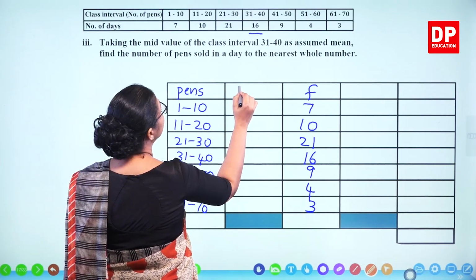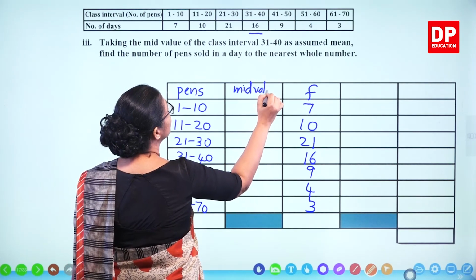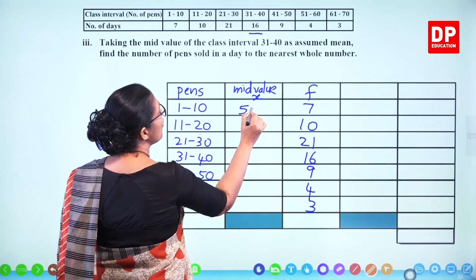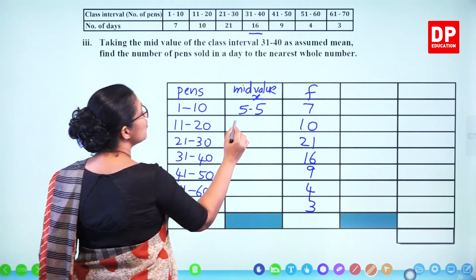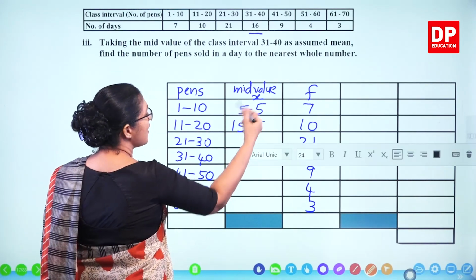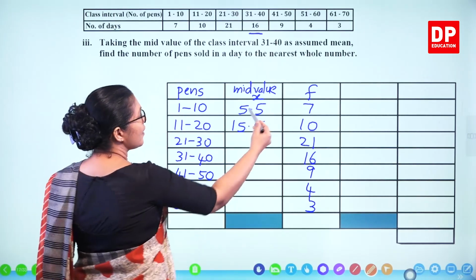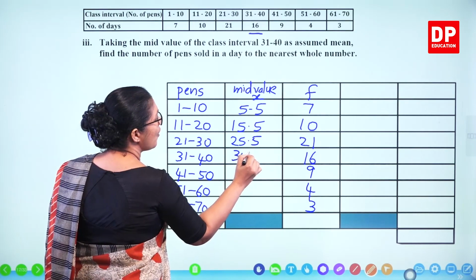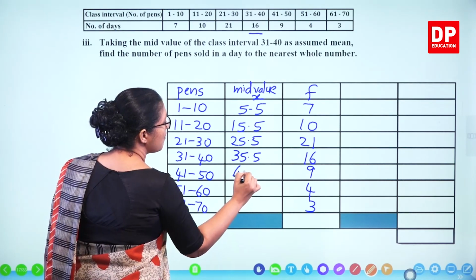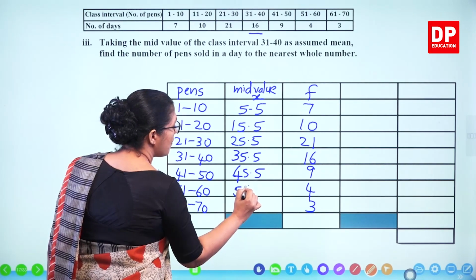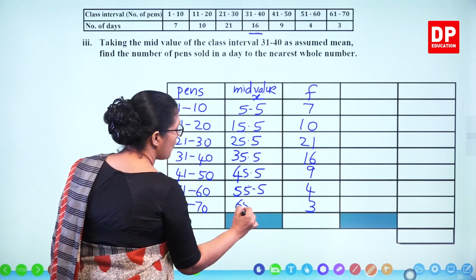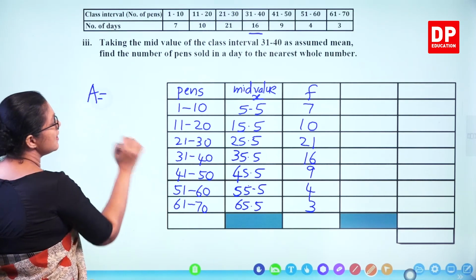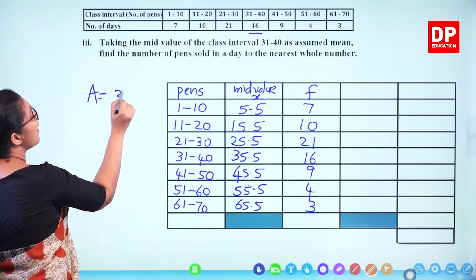And here the mid value. Add and divide by 2. 1 plus 10 divided by 2, 5.5. 11 plus 20 divided by 2, 15.5. So likewise, can you see? This is adding 10. So 25.5, 35.5, 45.5, 55.5 and 65.5. Now they are asking to take the assumed mean as the mid value of here. So 35.5.